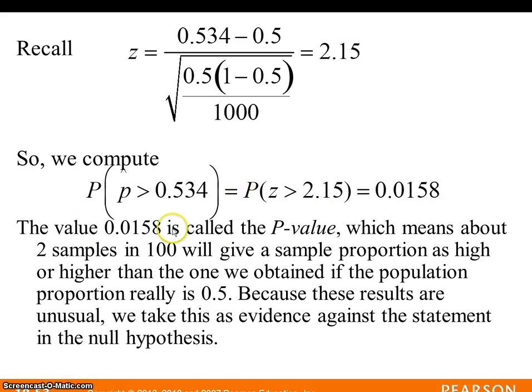So this value that we obtain, 0.0158, is called the p, or probability value, which means that about 2 samples in 100 would give a sample proportion higher than the one we obtained if the population proportion is really 0.5. Because these results are unusual, we take this as evidence against the statement in the null hypothesis.